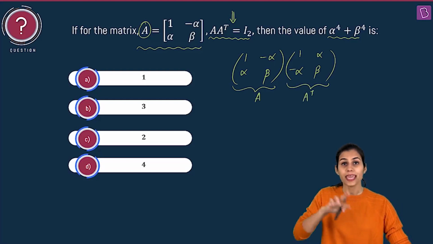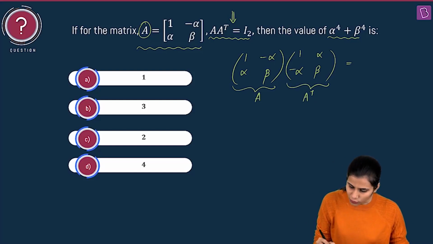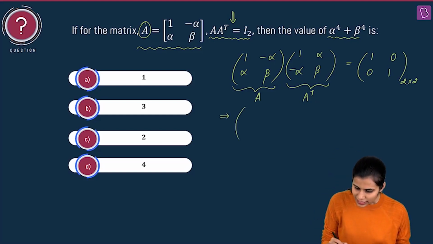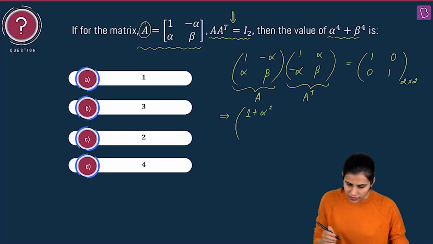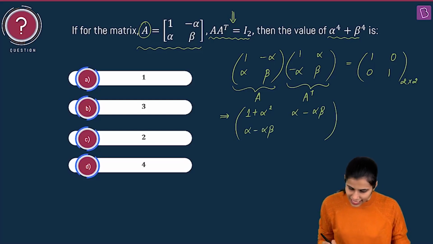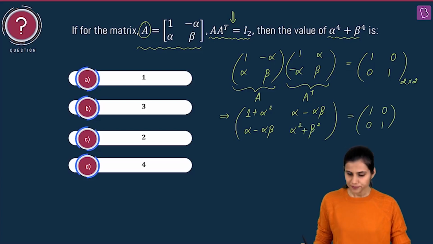Their matrix multiplication is equal to the identity matrix of order 2, which is 1, 0, 0, 1. Perform the multiplication on the left hand side. What will you get? First row into first column gives you 1 plus alpha square. Then first row into second column gives you alpha minus alpha beta. Then second row into first column gives you alpha minus alpha beta, and second row into second column gives you alpha square plus beta square. This is 1, 0, 0, 1.